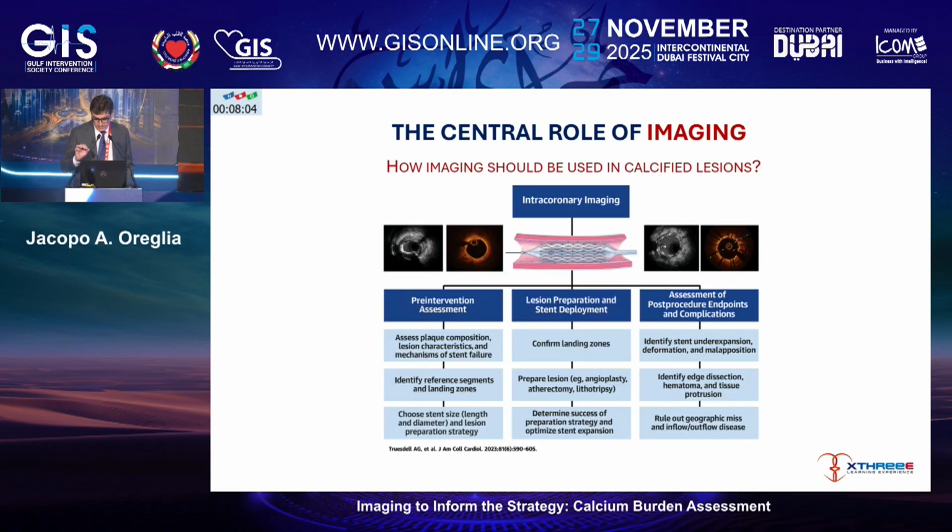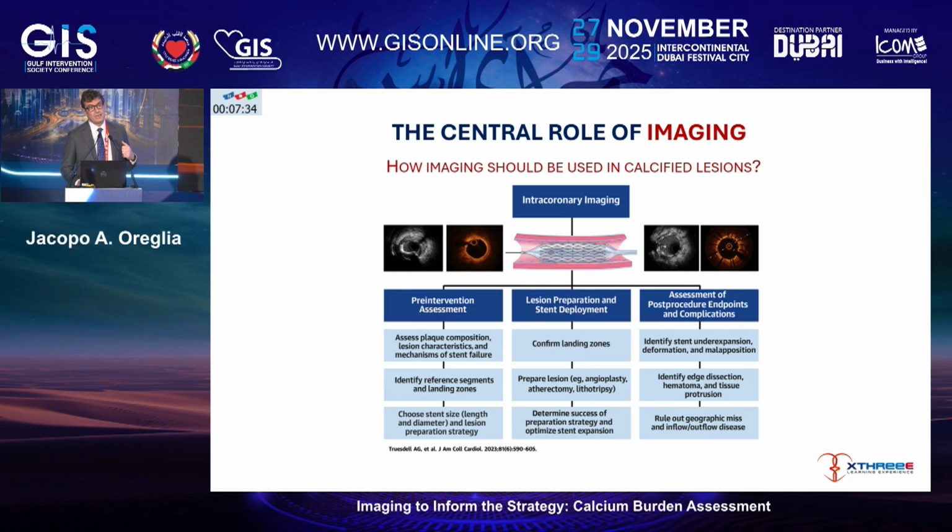And this is another important slide, which is very elementary, but need to be stressed. If we use imaging, we should use it at least 3 times per lesion. It means that we need to use IVUS or OCT before intervention in order to assess plaque composition, for example, identify the reference vessel diameter, so take measures of the healthy vessel, and also choose stent size, stent length.